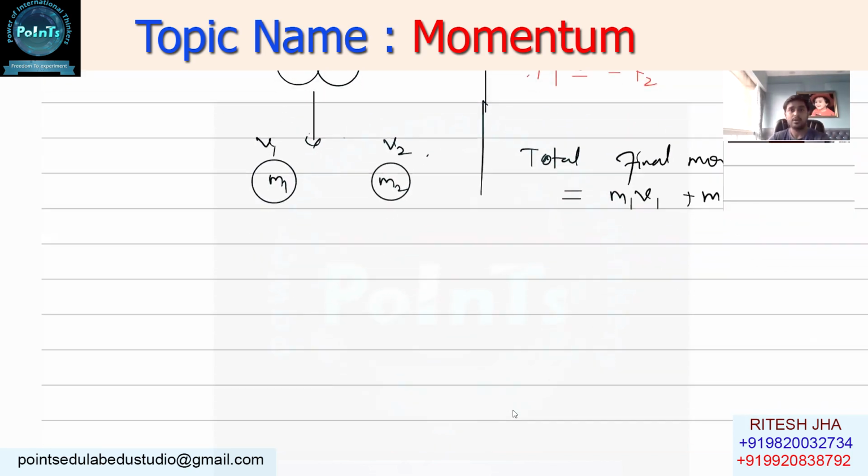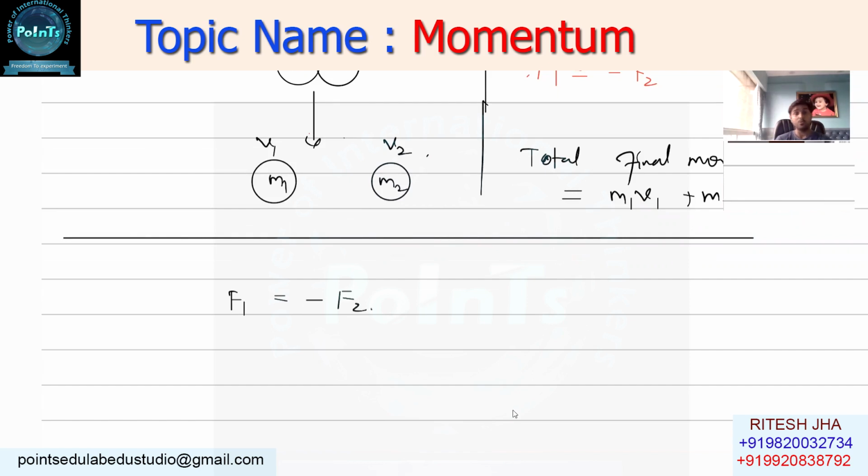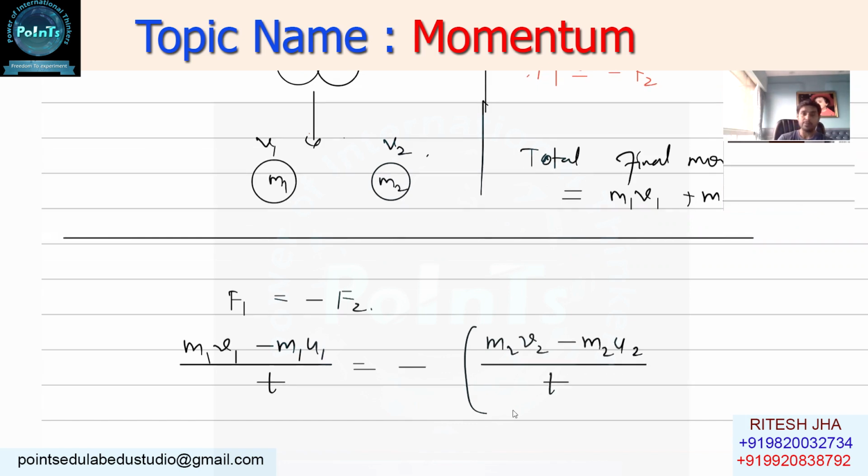All right, now let's prove this. We have F1 is equal to minus F2. But what is force? Force is the rate of change in momentum. So F1 will be m1 v1 minus m1 u1 over a certain time taken, and F2 is m2 v2 minus m2 u2 over the same amount of time taken during the collision. Agree? t will get cancelled on both sides, right?